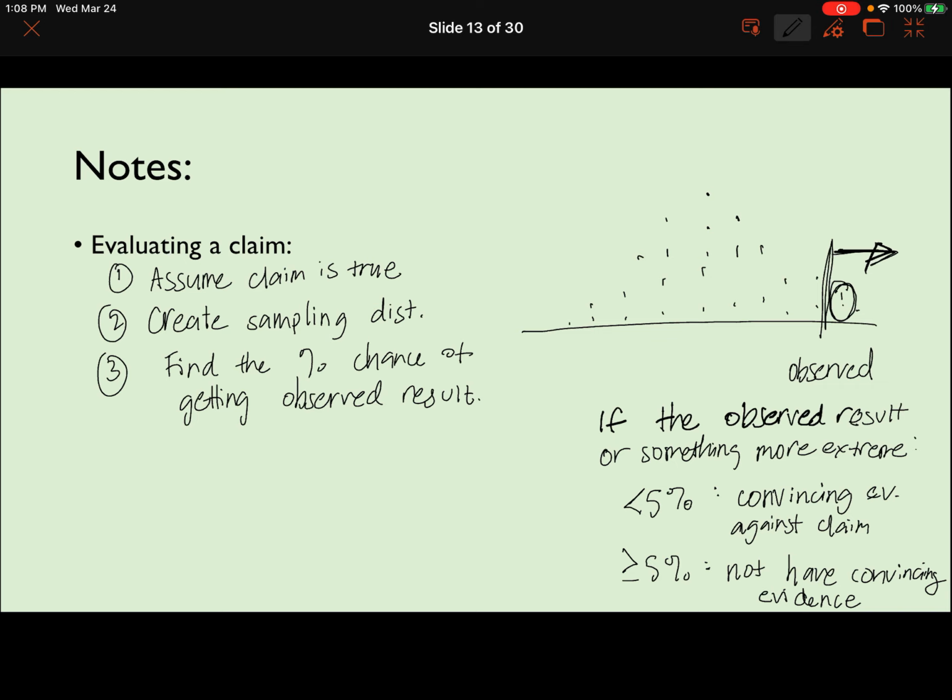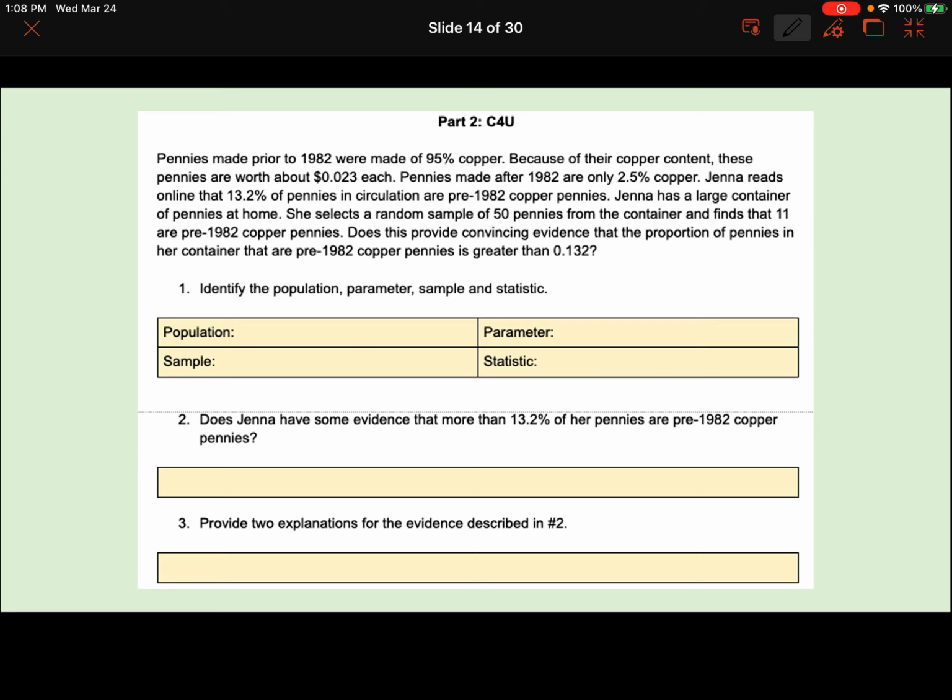Okay, so looking at this check for understanding, there's sort of a lot going on here. Pennies made prior to 1982 were 95% copper. Because of their copper content, the pennies are worth about $0.023 each. Pennies made after 1982 are only 2.5% copper. Jenna reads online that 13.2% of pennies in circulation are pre-1982 copper pennies.